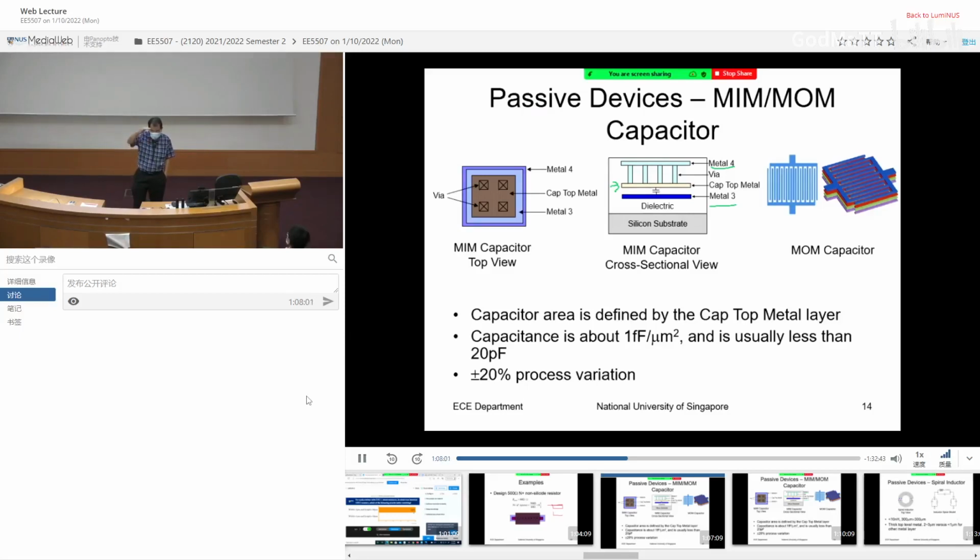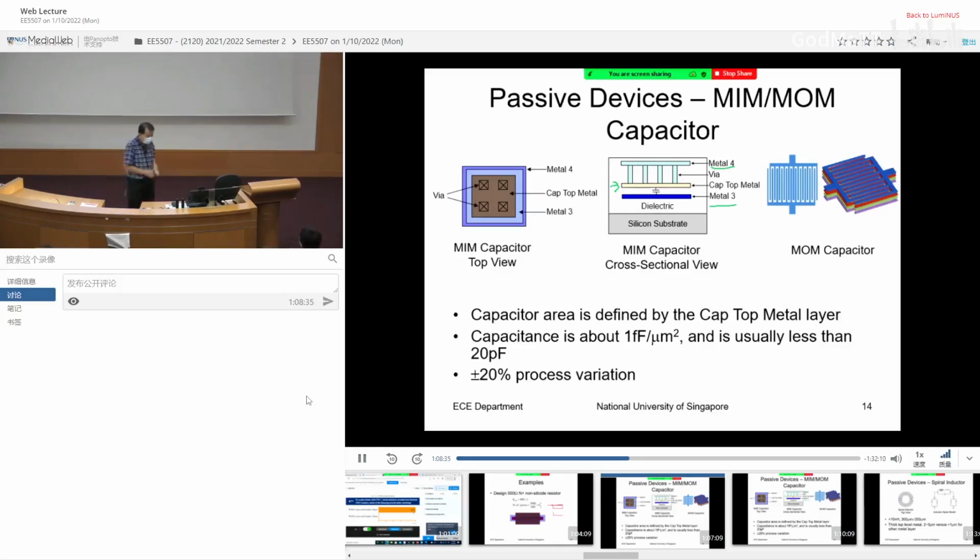So you need to be controlled tightly so that the thickness between the capacitor top metal and the metal 3 are very well controlled. Because of this additional layer, it is expensive. You need to create additional layer to fabricate the device. So it is expensive. Okay? But in terms of matching, this is actually quite good. Okay? The quality is also very good.